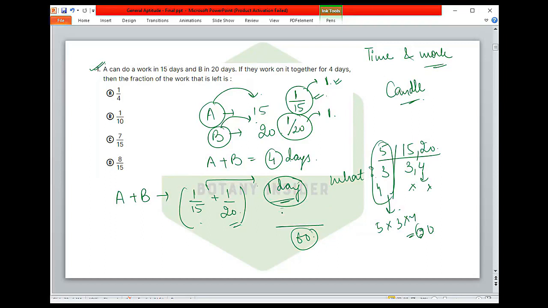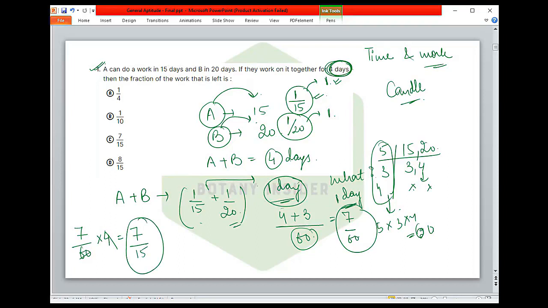So over here it would be 4 plus 3, right? So we get 7 upon 60. So 7 upon 60 is what? 7 upon 60 is the work done in a single day. It is saying that they both are working together for 4 days. So 7 upon 60 work in 1 day. If I need to find out for 4 days, I'll be multiplying it by 4, right? And if I multiply it by 4, I get the answer as 7 upon 15.